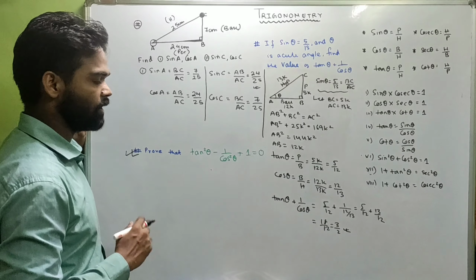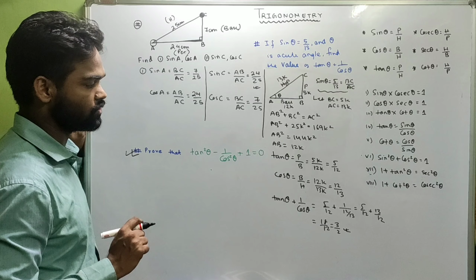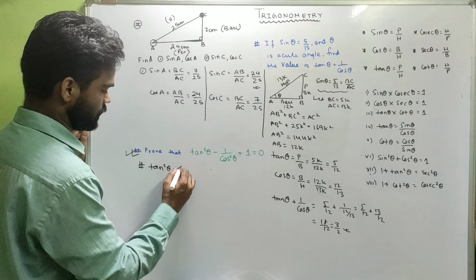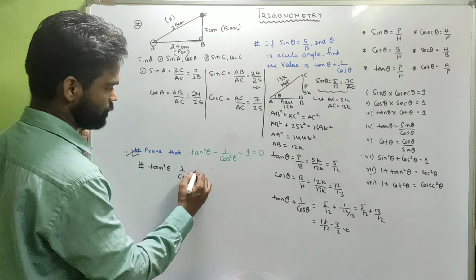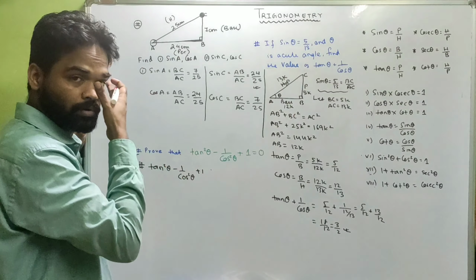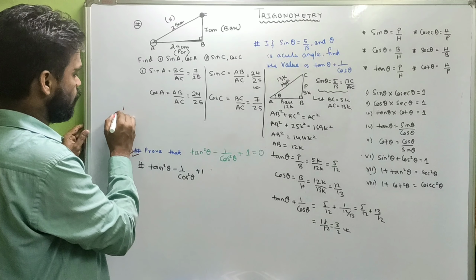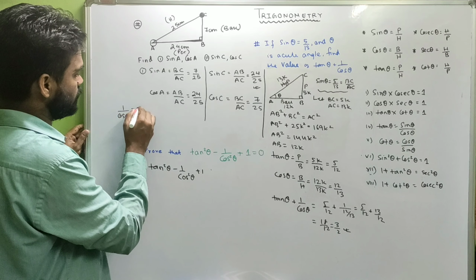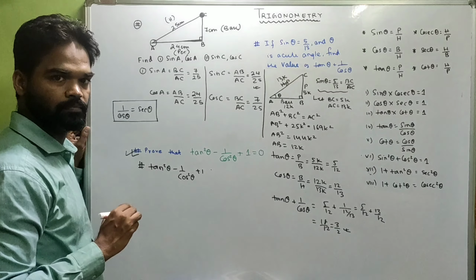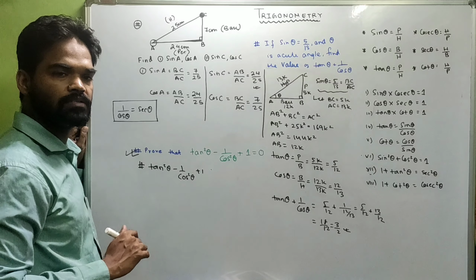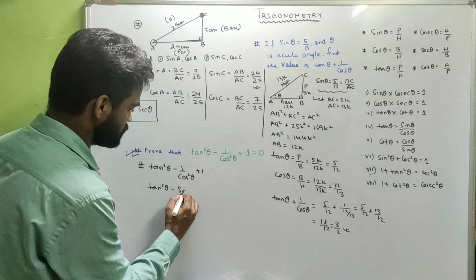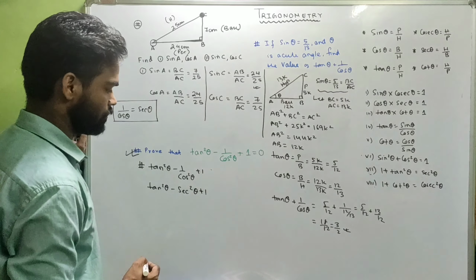Now look at this one, the last one. Prove that tan square theta minus 1 by cos square theta plus 1 equals 0. Very easy. Look over here. Tan square theta minus 1 by cos square theta plus 1, this is my LHS. Now we all know that cos and sec are reciprocal to each other, which means 1 by cos theta I can write equal to sec theta, because cos is the reciprocal of sec, or sec is the reciprocal of cos, doesn't matter. Which means this I can write as tan square theta minus sec square theta plus 1.